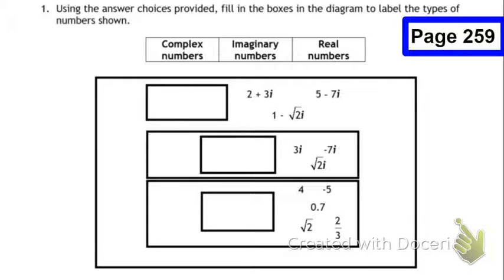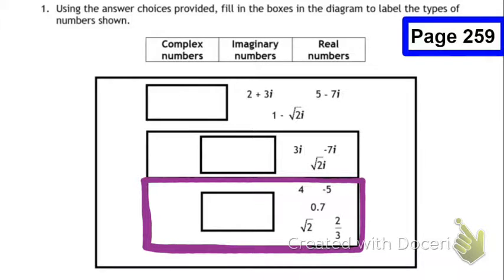Let's talk about this. I want you guys to look at this box that's right down here. You see this one? Look at the numbers that are inside there: 4, -5, 0.7, 2/3, square root of 2. Are these numbers that you guys have been able to put in your calculators in the past? Yeah. These are all real numbers.